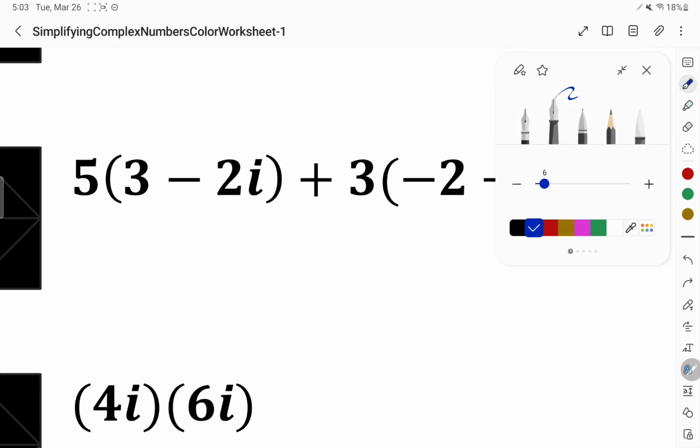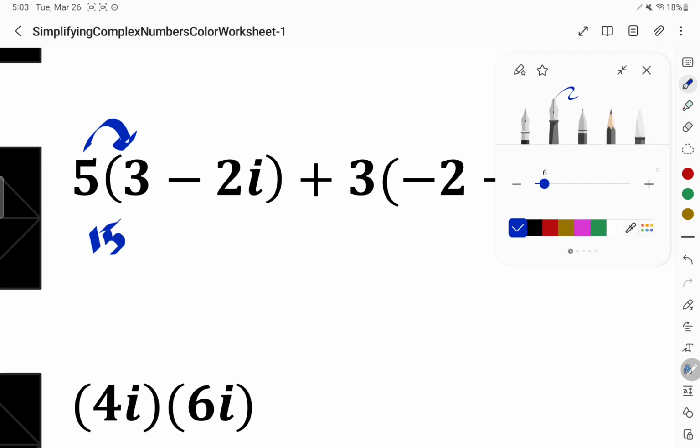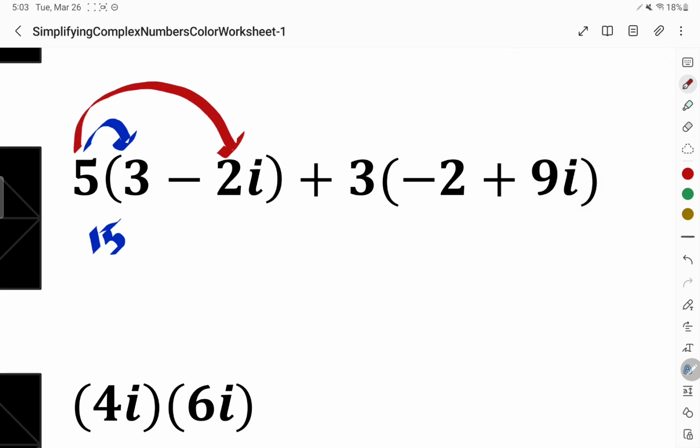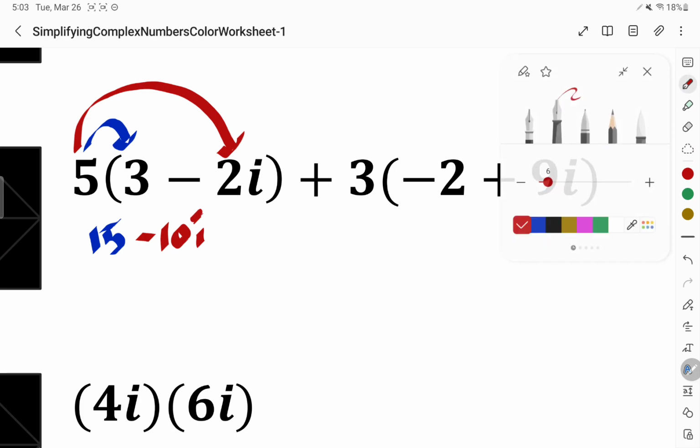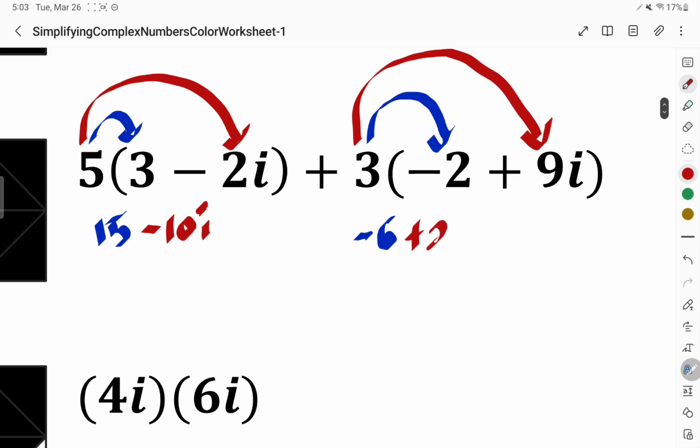Let's go ahead and pick blue. So I'm going to multiply 5 times 3, which in this case is 15. Pretty easy. And then you're going to multiply 5 times negative 2, which is going to be negative 10i. Pretty easy, right? Now let's do the other one. Again, 3 times negative 2, negative 6. And then 3 times 9, which is going to be 27i.